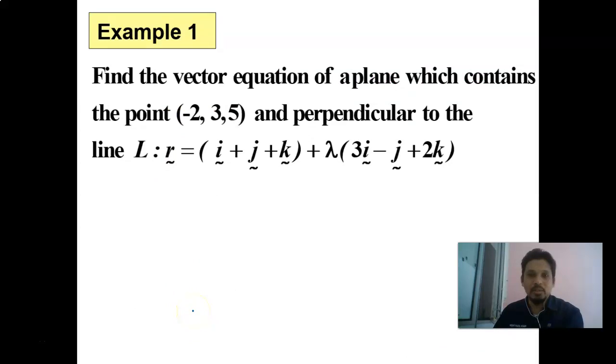So, find the vector equation of the plane which contains the point 2, -3, 5 and is perpendicular to this line. Okay, so in this question, just imagine that there is a plane here.